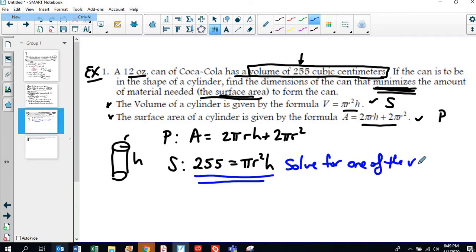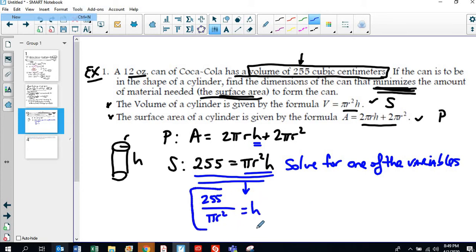Well, it's up to you which one, but I'm going to tell you that in this case, there's a very clear choice, and that is I want to solve for h. H pops up once, r pops up twice, and one time it's squared. So I would really rather not plug in for r. I would much rather plug in for h. So we're going to solve this for h, which is simply dividing both sides by pi r squared. And so we end up with 255 divided by pi r squared, and that equals h.